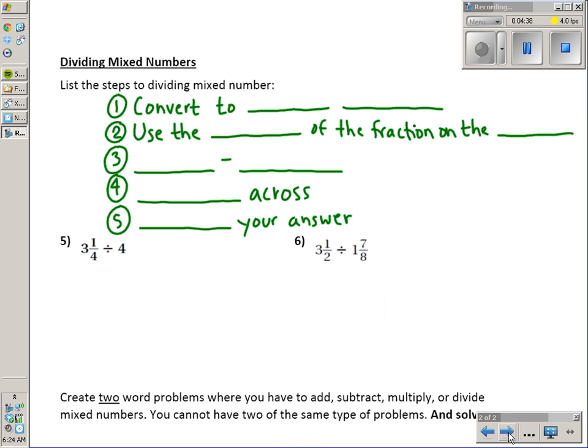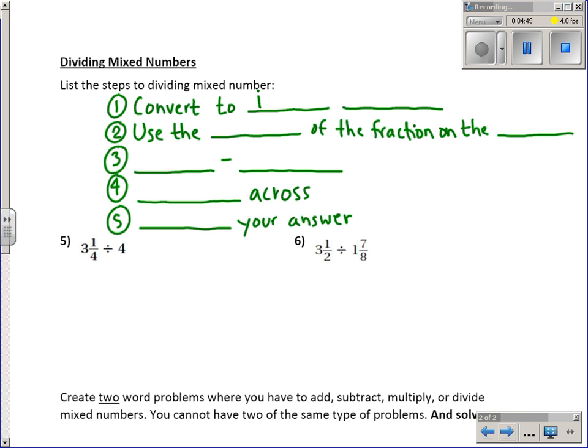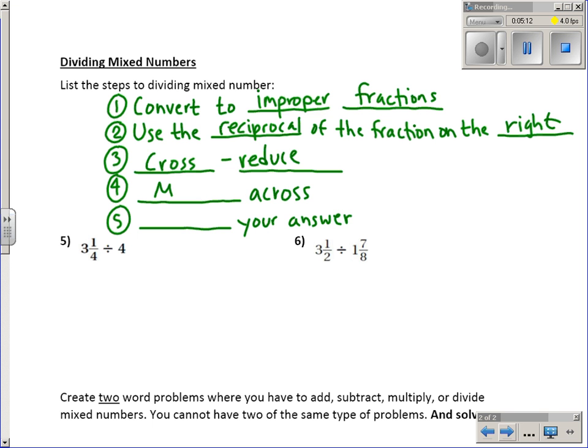So the next thing we want to do is divide mixed numbers. Pause the video if you want, see if you can fill in the blanks. First step, we want to convert all the fractions again into improper fractions. Next step is that we want to use the reciprocal of the fraction that's on the right. Then we cross reduce if we can. Then we multiply across both the numerator and denominators. And then as always, simplify our answer.